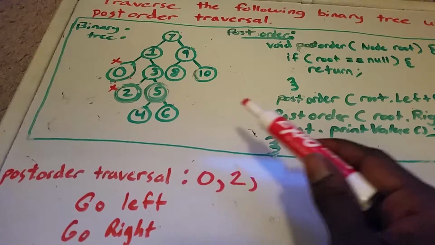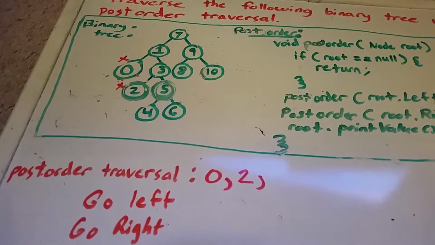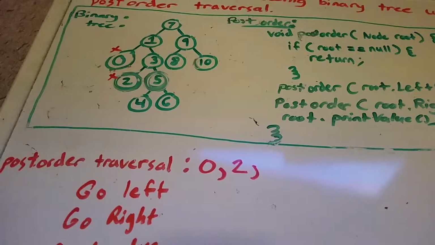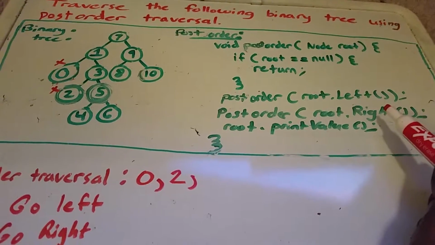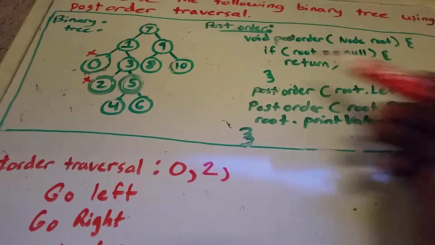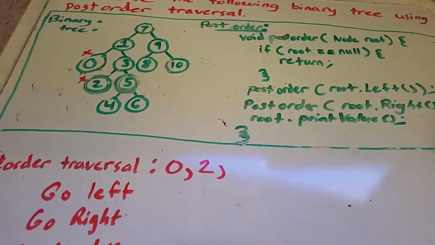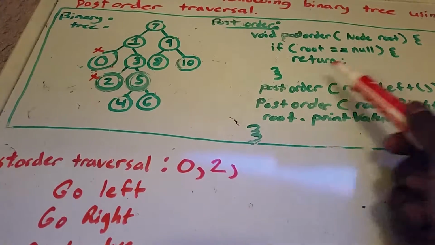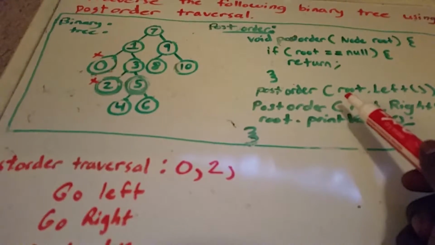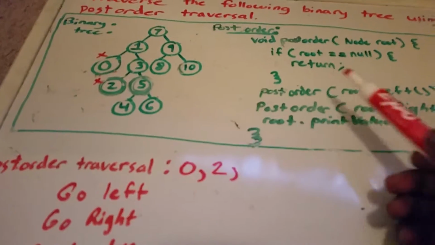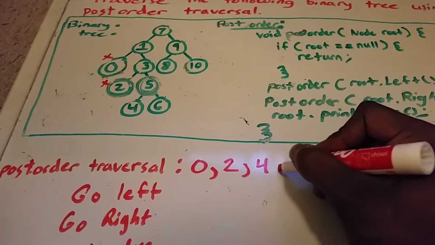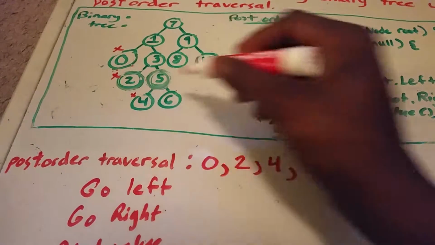Okay, so now we're going to return back to 3. In 3, we went left, so now we need to go to the right. So we go to the right of 3, we get 5. 5 is not null. We go to the left of 5, we get 4. 4 is not null. We go to the left of 4, we get null. So we return back to 4. Now we go to the right of 4. There's nothing there. So we return, we go back to 4, and we print the value, which is 4. And now we're done with that.